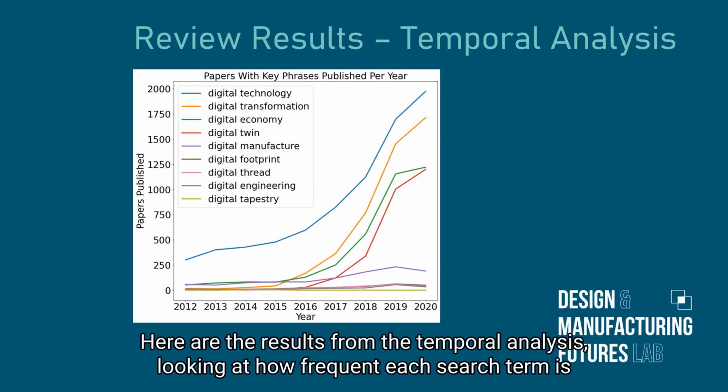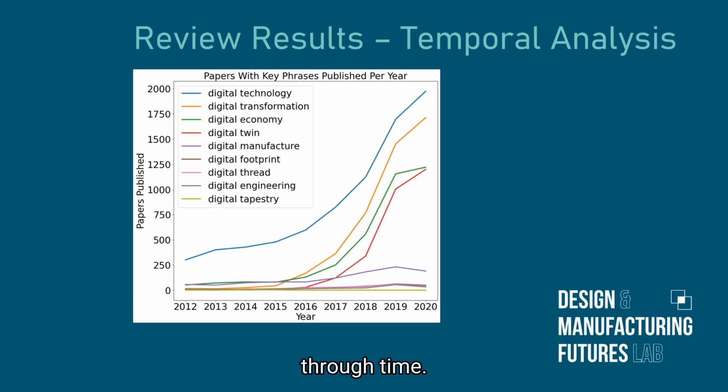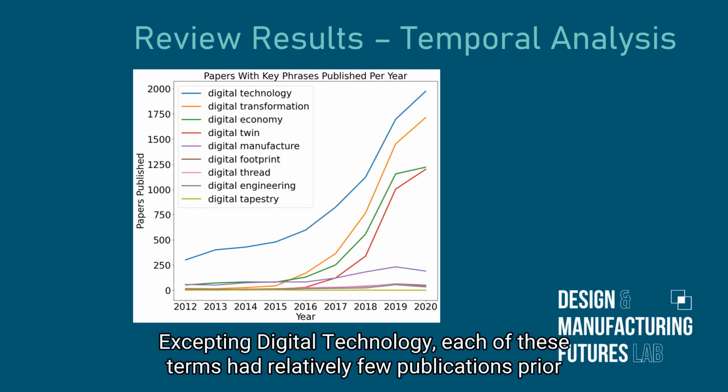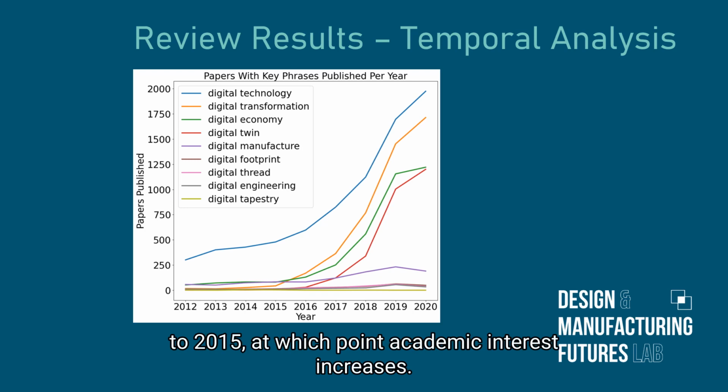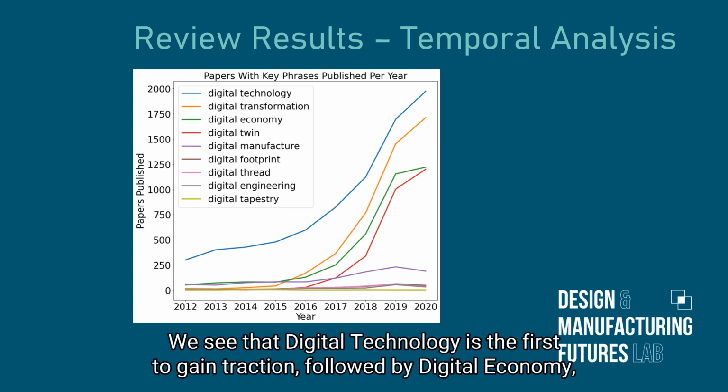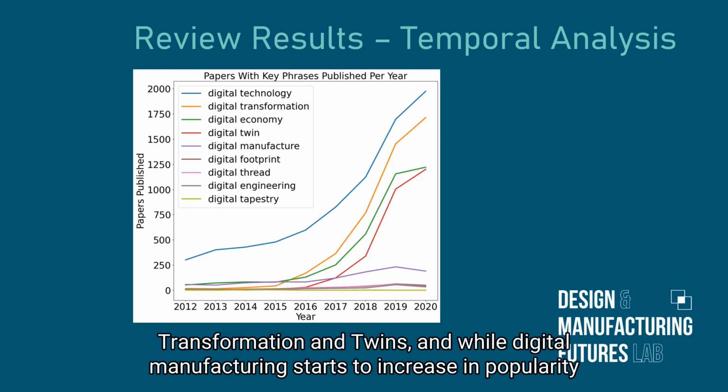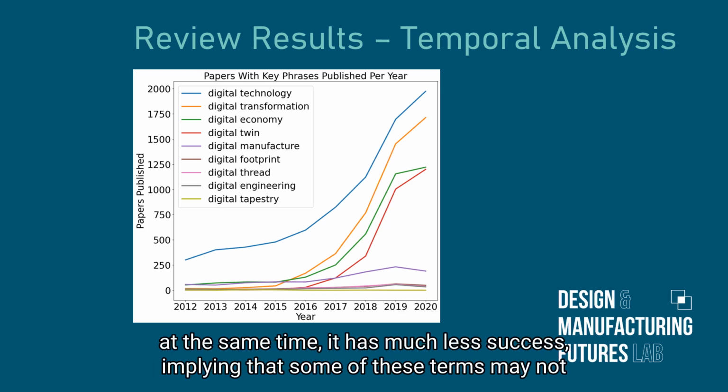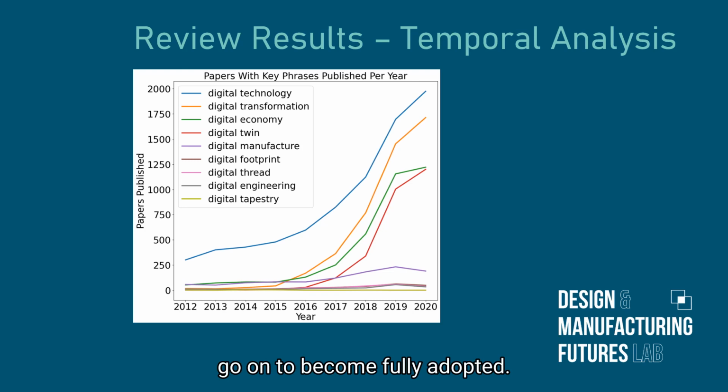Here are the results from the temporal analysis, looking at how frequent each search term is through time. Excepting digital technology, each of these terms has relatively few publications prior to 2015, at which point academic interest increases. We see that digital technology is the first to gain traction, followed by digital economy, transformation, and twins. And while digital manufacturing starts to increase in popularity at the same time, it has much less success, implying that some of these terms may not go on to become fully adopted.